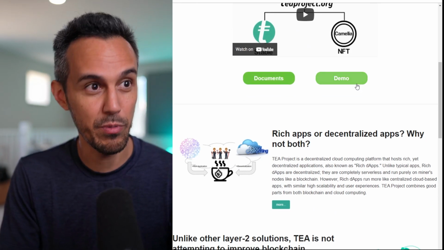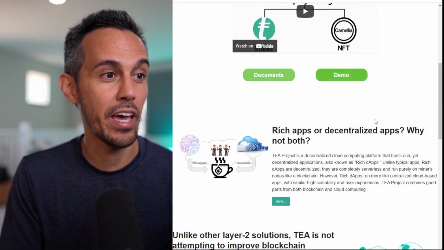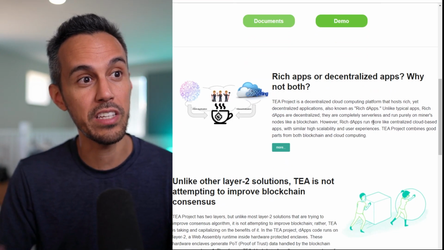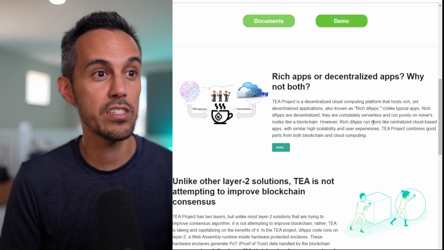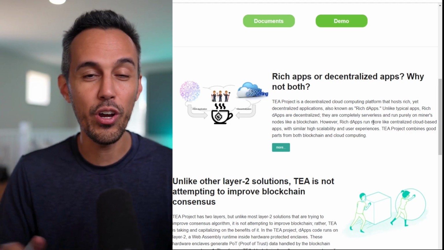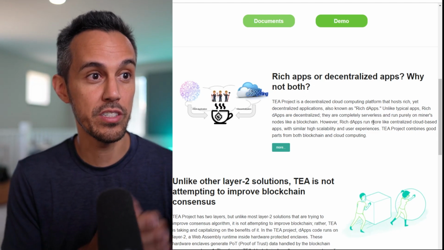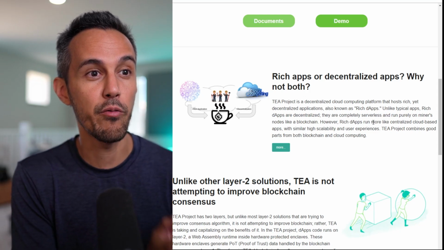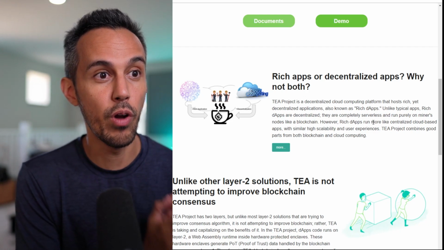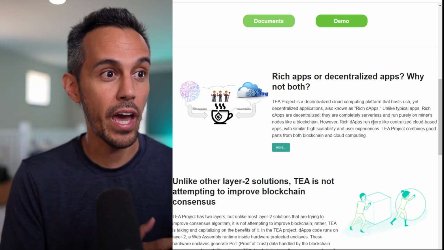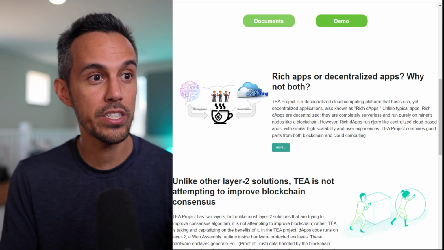So we'll look at some documents and some demo in a second. So it says rich apps or decentralized apps. Why not both? So T Project is a decentralized cloud computing platform that hosts rich and yet decentralized applications known as rich dApps. So they're coining this phrase, rich dApps, which I haven't heard before. Unlike typical apps, rich dApps are decentralized. They're completely serverless and run purely on miners' nodes like a blockchain. However, rich dApps run more like decentralized cloud-based apps with similar high scalability and user experiences.